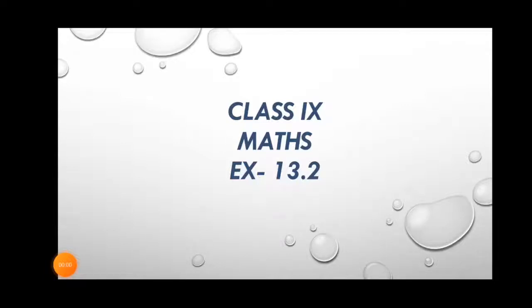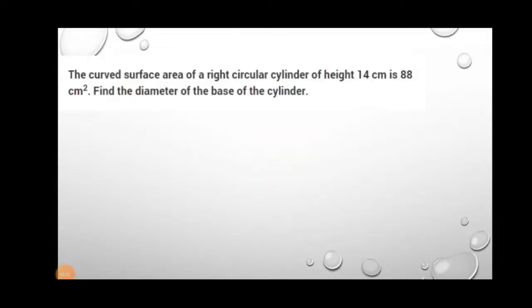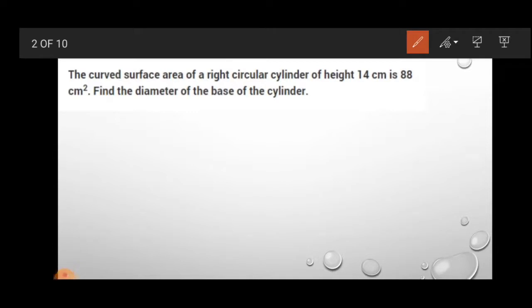Class 9th Maths Exercise 13.2. Question number 1. The curved surface area of a right circular cylinder of height 14 cm is 88 cm square. Find the diameter of the base of the cylinder.